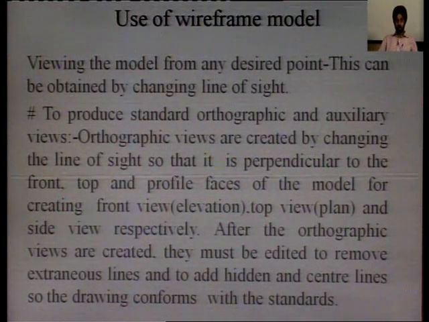This can be obtained by changing the line of sight to produce standard orthographic and auxiliary views. The orthographic views are created by changing the line of sight so that it is perpendicular to the front, top, or profile face of the model, for creating the front view elevation.